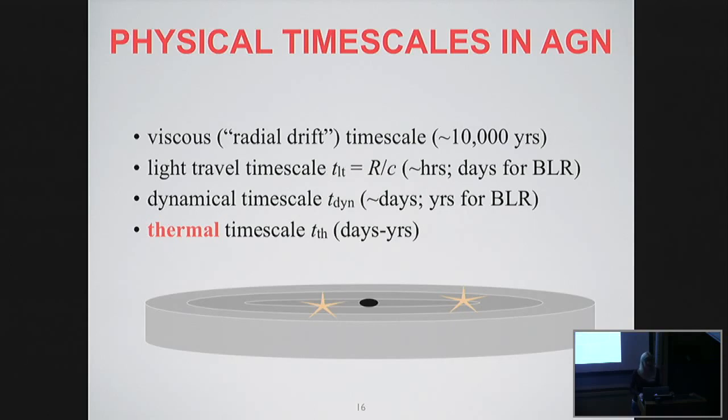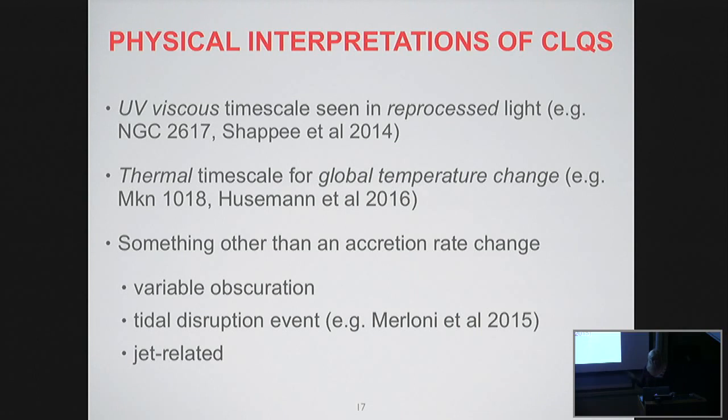Okay, so what are the observations telling us? How do we interpret them with these timescales? Well, maybe one idea is you can explain the short, several year timescales that we're seeing in these changing look quasars if what we're seeing is a lot of reprocessed light from the inner regions of the disk, where the viscous timescale is much shorter. Another possibility is that we're seeing a global temperature change that happens on the thermal timescale. For example, as this is claimed for Markarian 1018, which is a changing look AGN that has just turned back off after 30 years.